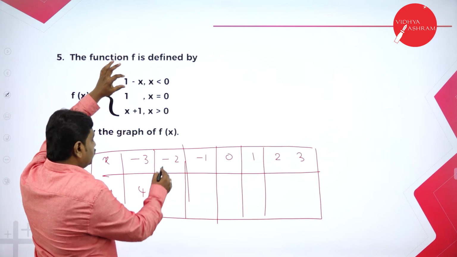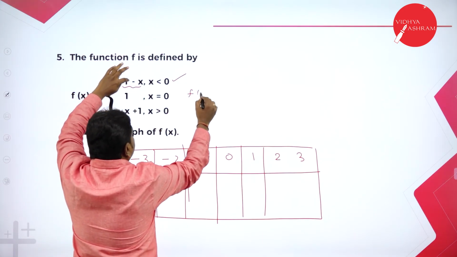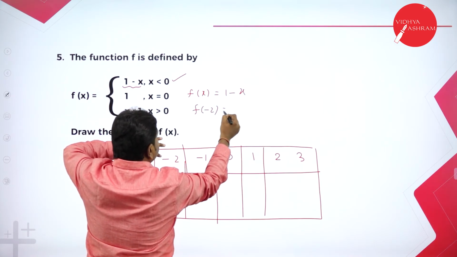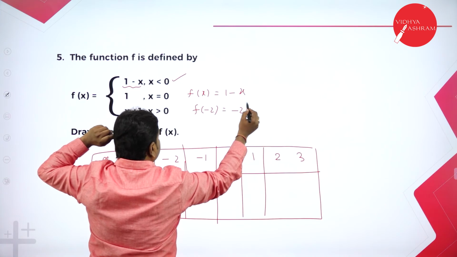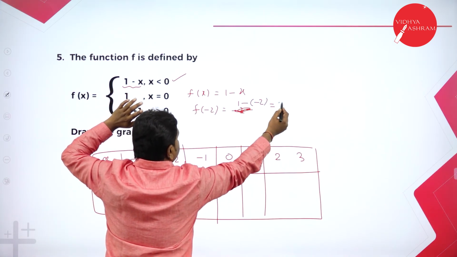So minus 2. Minus 2 means I should take this case. My f of x will become 1 minus x. In the place of x, f of minus 2 means 1 minus minus 2. It will become 1 plus 2. 1 plus 2 is 3.